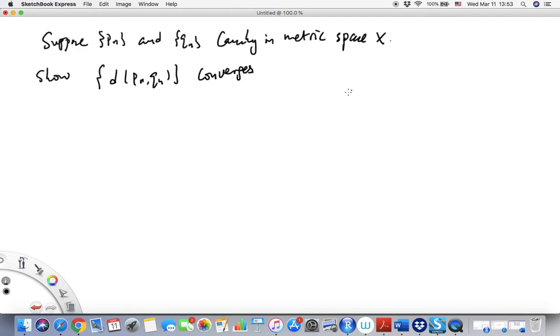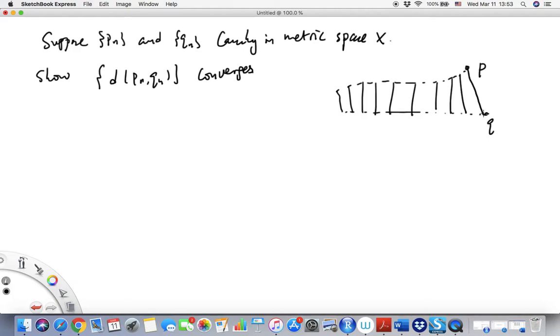Here's the intuitive explanation. Pn is a Cauchy sequence, so say that's Pn. It goes to some point, say P. And we have another Cauchy sequence, say Qn, that converges to Q. Their distance, say this, you'll see the distance converges to the distance between P and Q. Okay, so that's the intuition. How do we show that exactly?